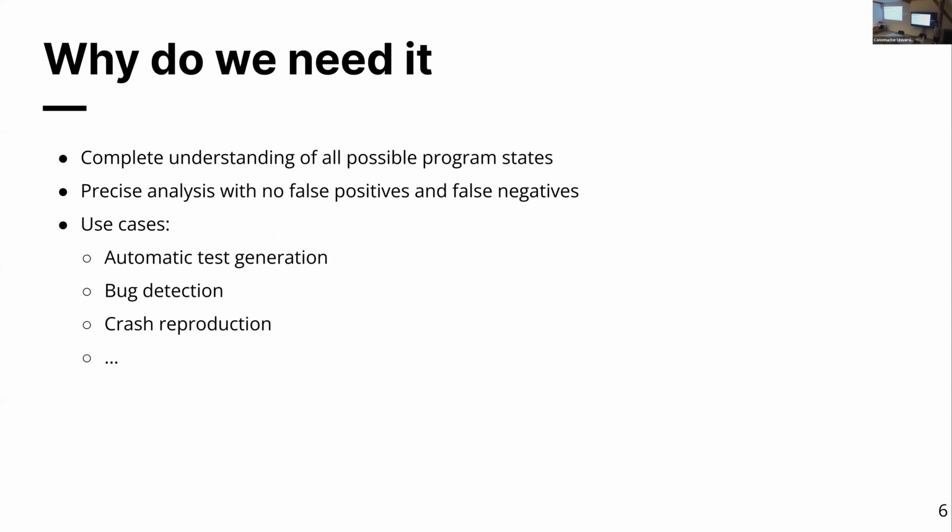And yeah, in short, why is symbolic execution good? Because in the perfect world, it will give you a complete understanding of all possible program states, and you can basically do any kind of program analysis using symbolic execution, and it will give you perfect results. Although we don't live in a perfect world and symbolic execution has a lot of problems, it is still used in many cases, like automatic test generation, which I will be focusing on today, bug detection, crash reproduction, etc.